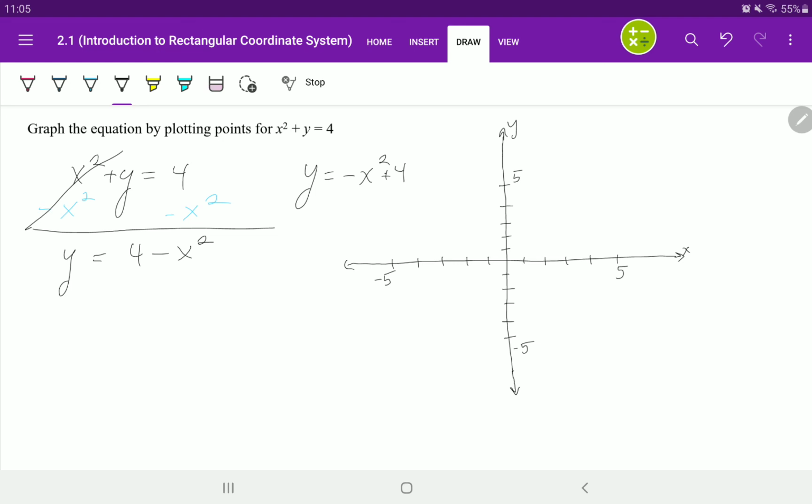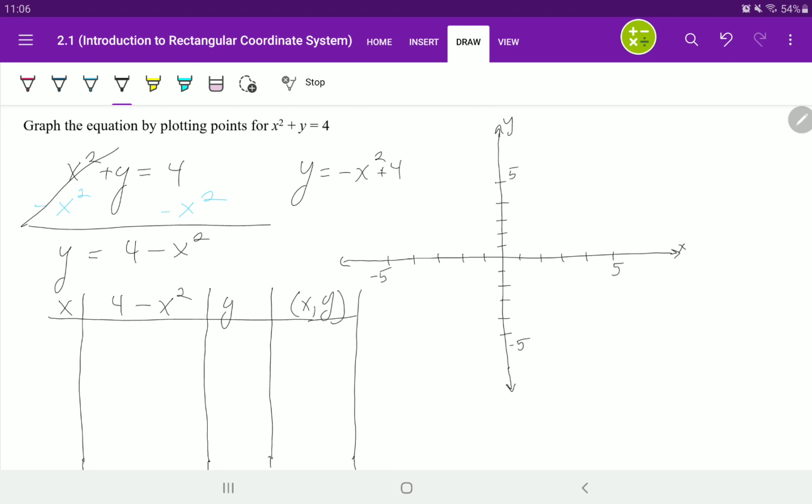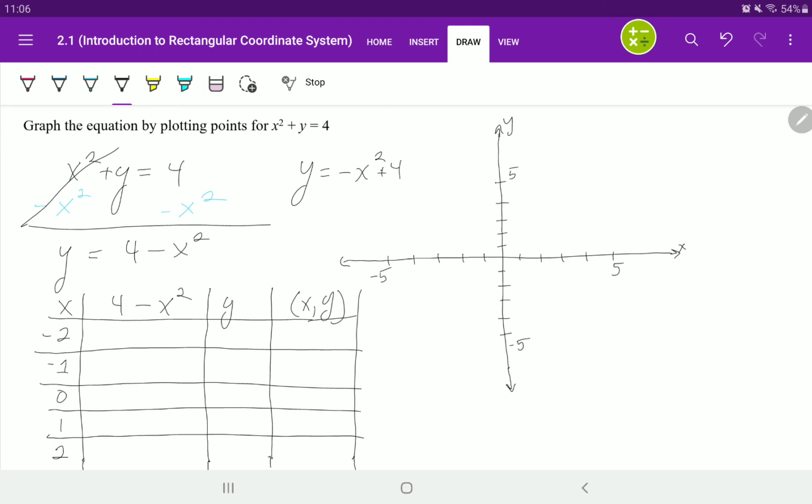And I want to once again create my table. Here's my table. Let's pick the values of negative 2, negative 1, 0, 1, and 2. And the x values are independent, so we can choose those accordingly.